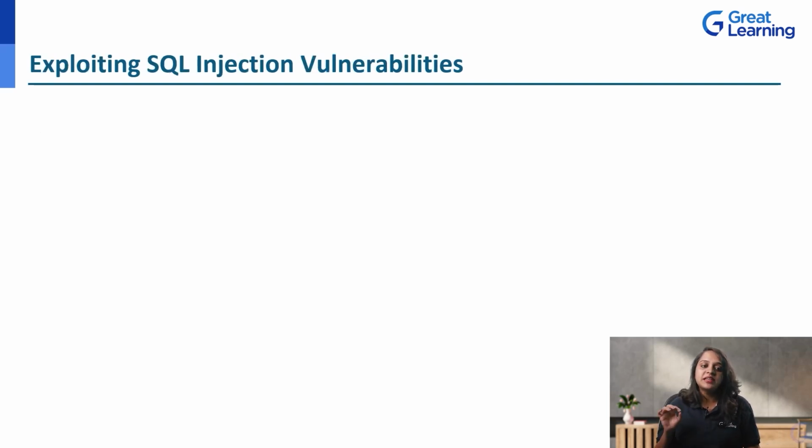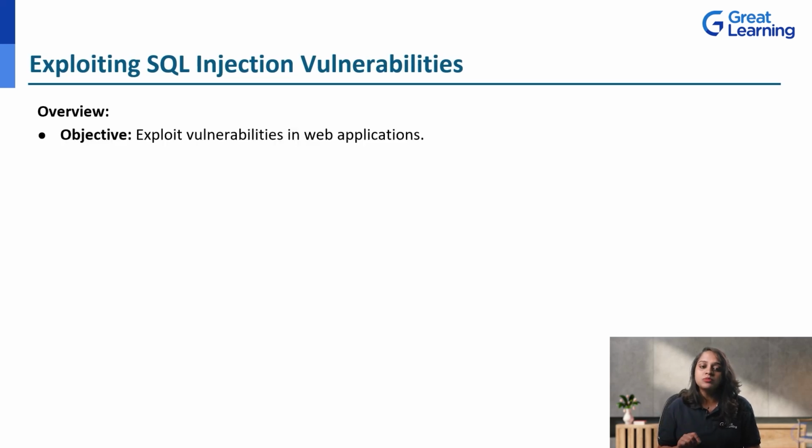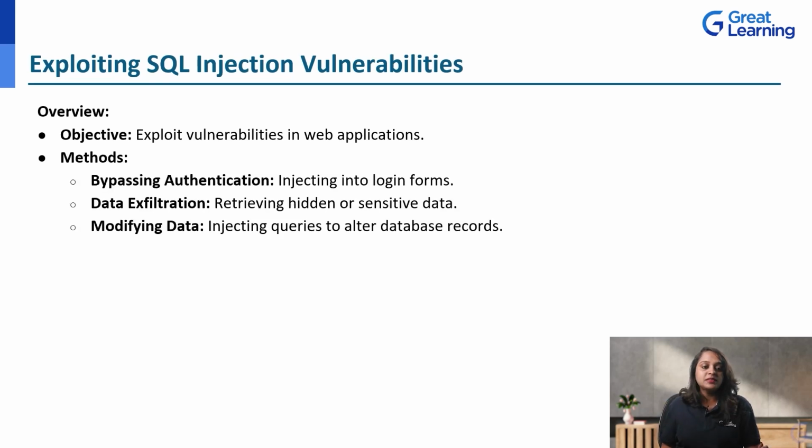The next method is exploiting SQL injection vulnerabilities. The main objective is to exploit the vulnerabilities in the web application. The methods used are bypassing authentication, as I said, by injecting into a login form. Wherever the login fields are, directly write the SQL injection there and you bypass the login forms. And data exfiltration, which means retrieving hidden or sensitive data, as we already saw. Modifying the data: injecting queries to alter the data in your database records. So these are a few methods that can be used to do SQL injection.